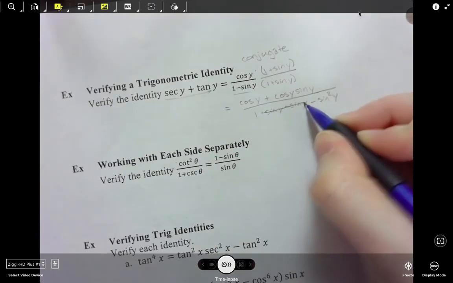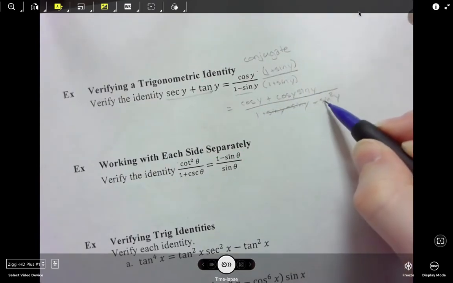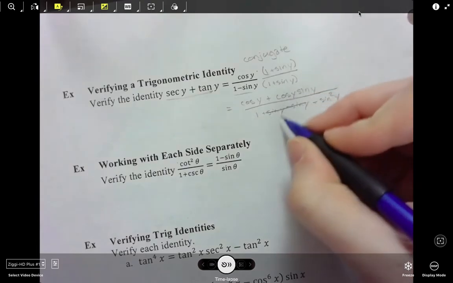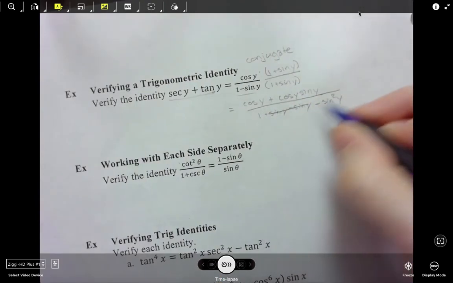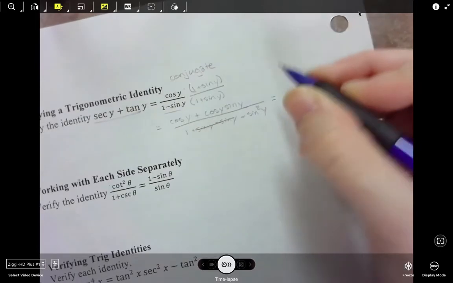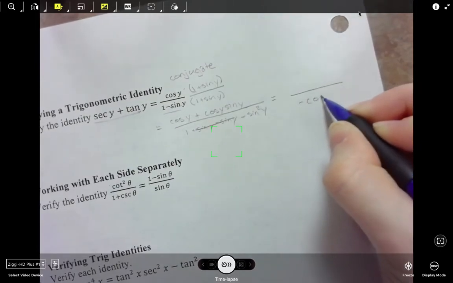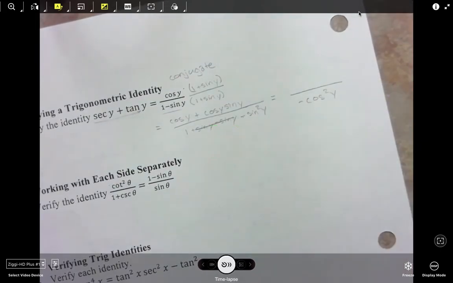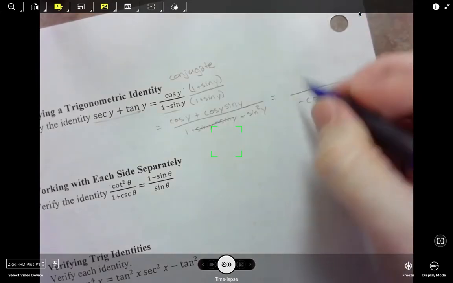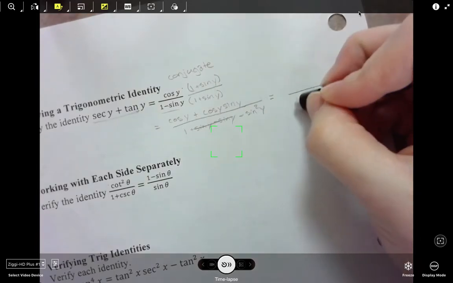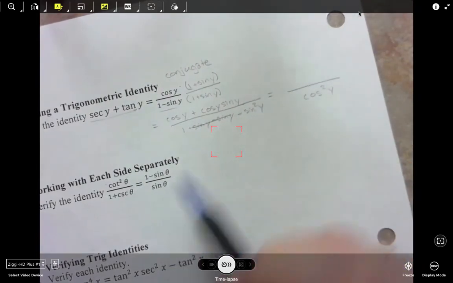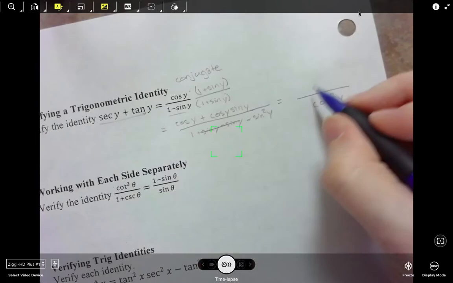Okay, so this bottom piece is going to cancel out, and 1 minus sine squared of y is, let's see where I want to go with this, positive cosine squared y. From your Pythagorean identity, sine squared plus cosine squared equals 1. 1 minus sine squared is cosine squared. So now I've got that.